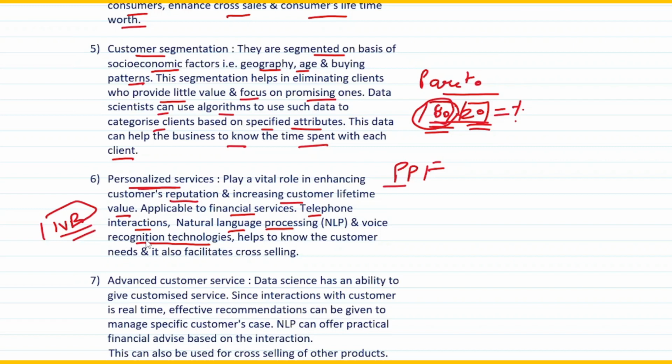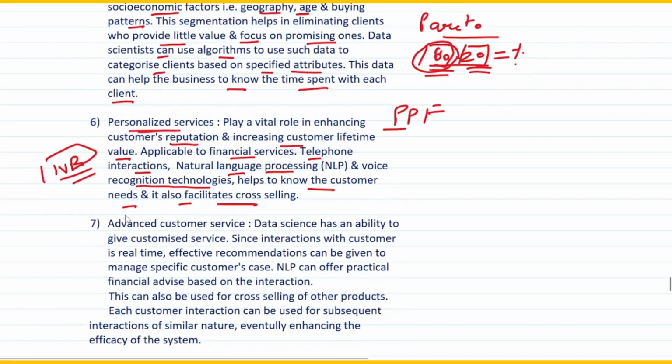Now again, that's a kind of personalized service. No human is involved, but that has a lot of value, right? So whenever you have to give a personalized service, these three things will add to it. It can be in the form of telephone interactions, natural language processing, or voice recognition technologies. It helps to know the customer needs, and it also facilitates cross-selling. Yes or no? Because if you have direct interaction with them, you get to know what exactly they need, and finally you will also know what products can be sold to them.